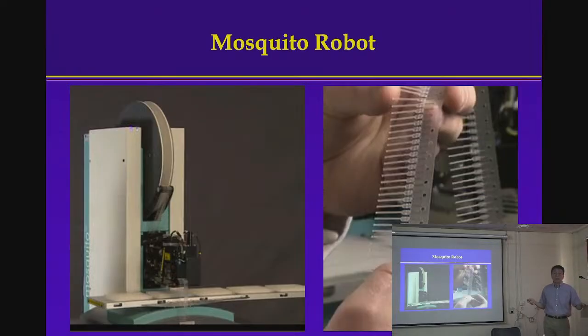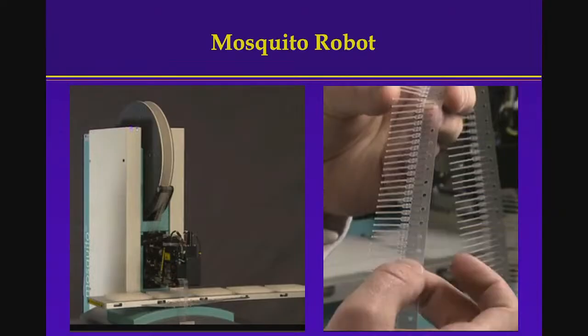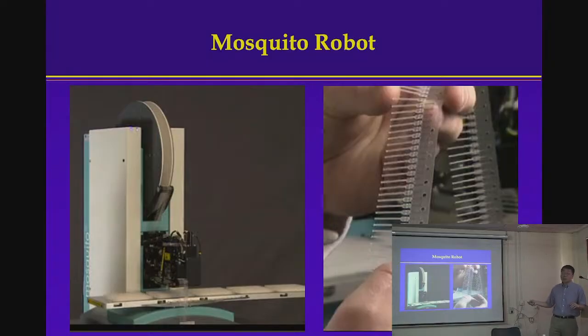So here's the robot. If you screen 1,000 conditions, by hand is doable, but very repetitive, boring. So there are robots. This is called the mosquito. This is the proboscis of the mosquito that sucks up the solution for your protein, sucks up a solution from your reservoir, and then deposits it onto the plate. Each one is used for one condition. And this spool here has 15,000 of these little tips. Using this spool, you can set up 15,000 conditions.